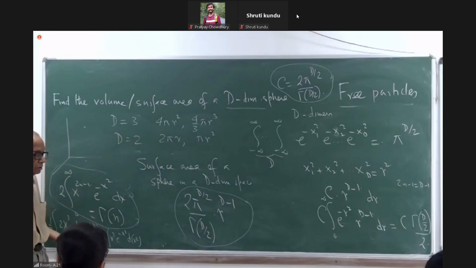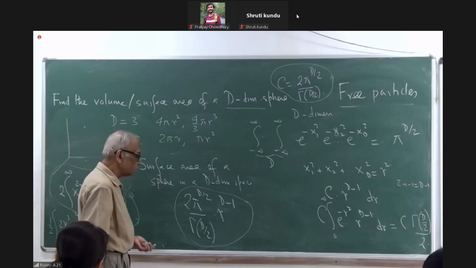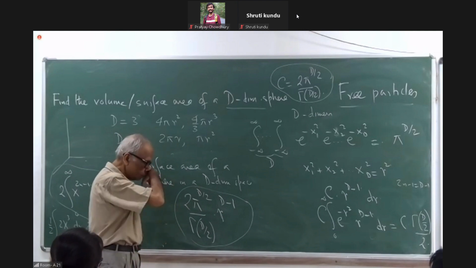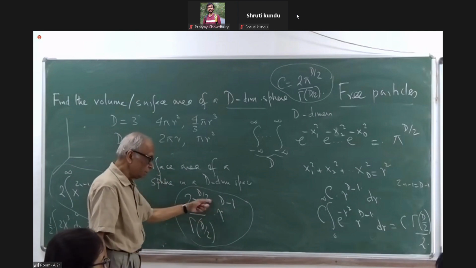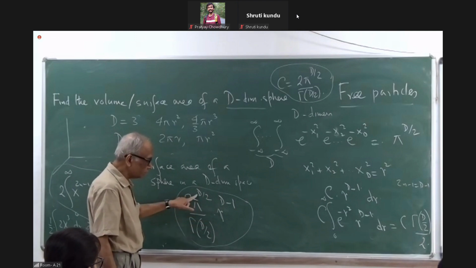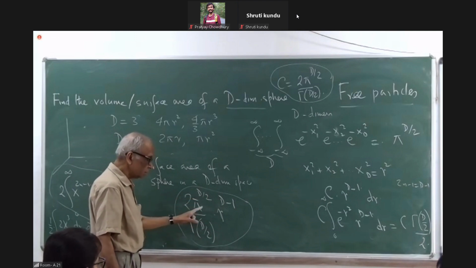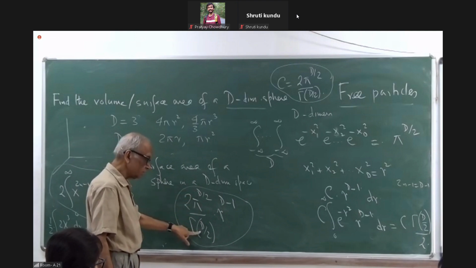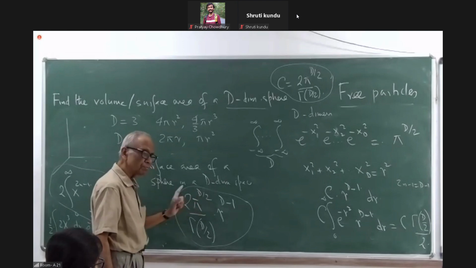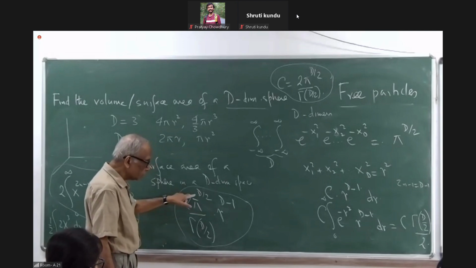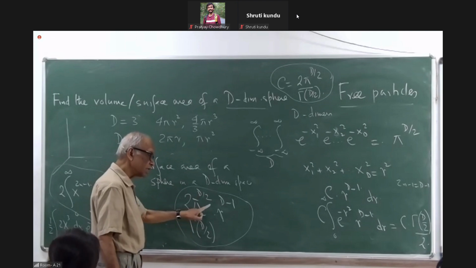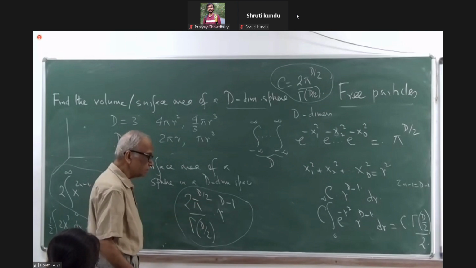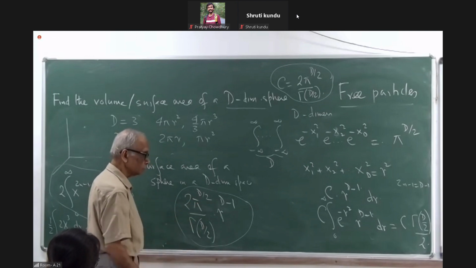So check d equal to 1: gamma half, yes, and the answer is 2. And then you do d equal to 2, so this is 2 pi over gamma 1. Then d equal to 3, it is pi to the power 3 halves over gamma 3 halves, which is half square root pi, so it is 4 pi r square. d equal to 4, it is pi square here, and the answer is 2 pi square times r cube. So that's how it goes.